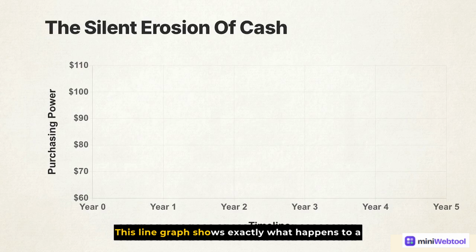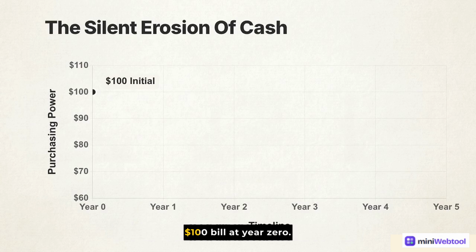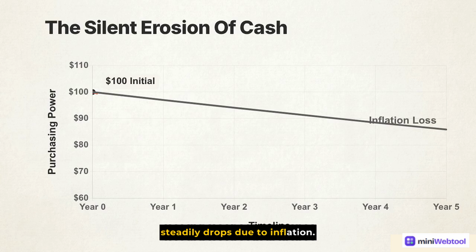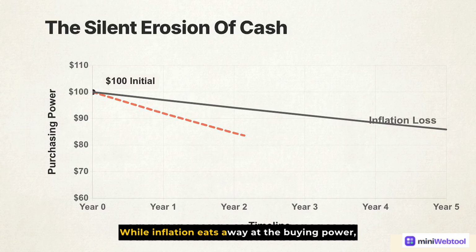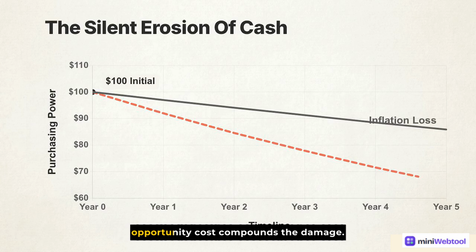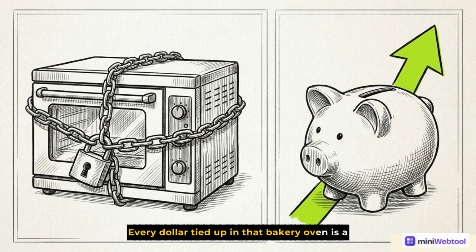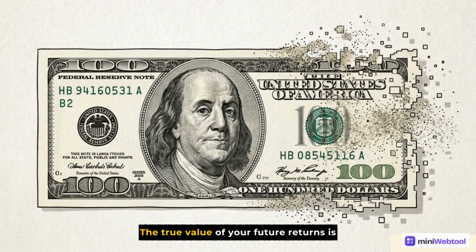This line graph shows exactly what happens to a $100 bill at year zero. Over a 5-year timeline, its purchasing power steadily drops due to inflation. While inflation eats away at the buying power, opportunity cost compounds the damage. Every dollar tied up in that bakery oven is a dollar you can't invest in a high-yield savings account or a different project right now. The true value of your future returns is constantly eroding.